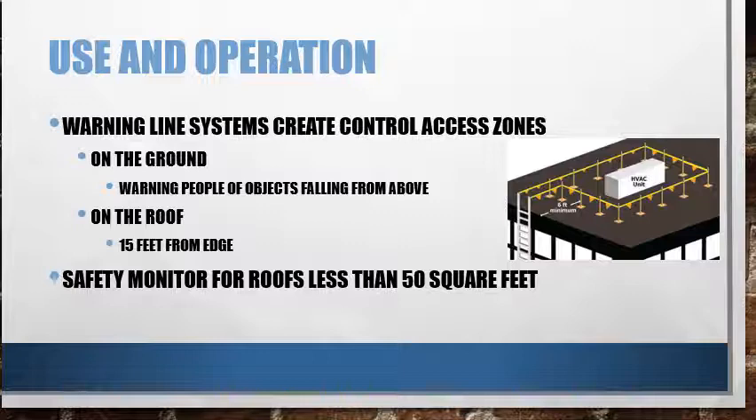These can be used on the ground to warn people of objects falling from above, or on the roof at 15 feet from the edge, putting a warning line to help people identify the danger of falling from the roof. For roofs less than 50 square feet, a safety monitor can take the place of a warning line system.